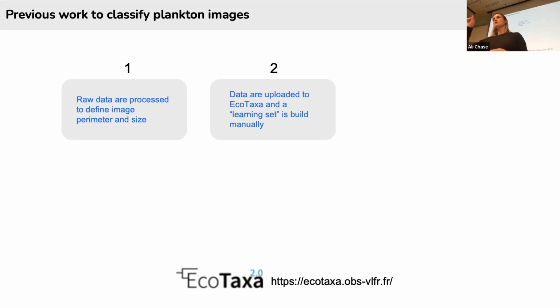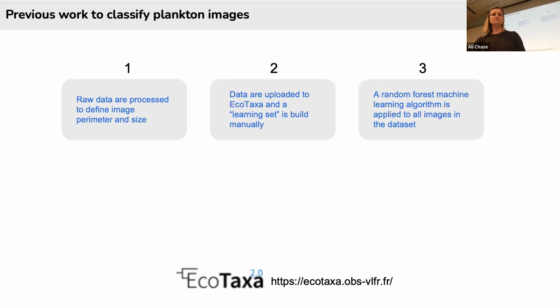And a learning set is manually built, where a researcher will categorize what the plankton are, maybe 200 of each type, so that the software has somewhere to start. And then a random forest machine learning algorithm is applied using that learning set to classify all the images. It's a good start. It's better than nothing, but none of the output of that random forest machine learning is good enough for use in scientific analysis.